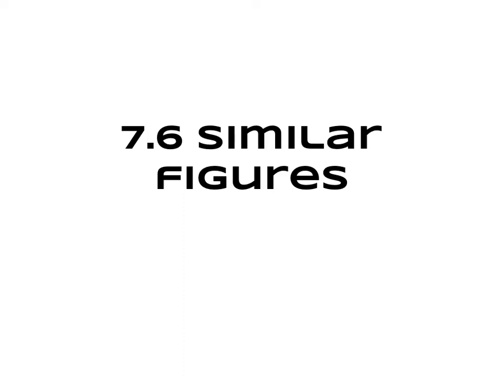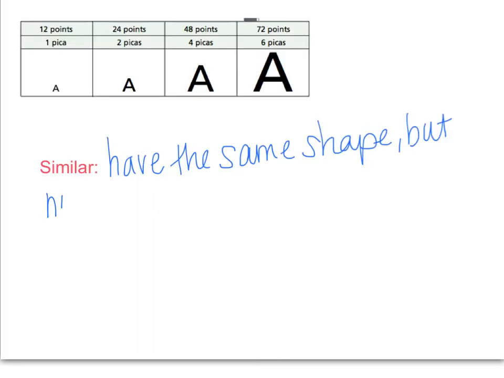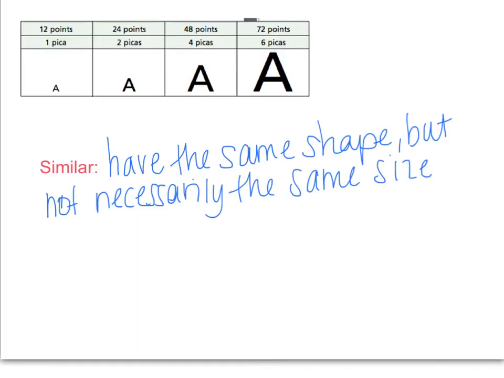Today you're doing 7.6, which is similar figures. The first definition we need to get down is similar. And similar means to have the same shape, but not necessarily the same size. So if you look up here at this table, we have all the same A's, which is the same shape, but none of them are the same size. But they are similar figures.